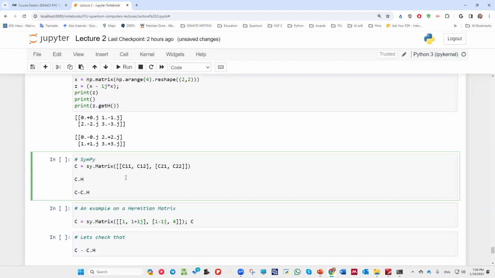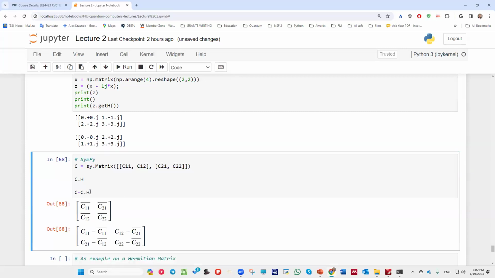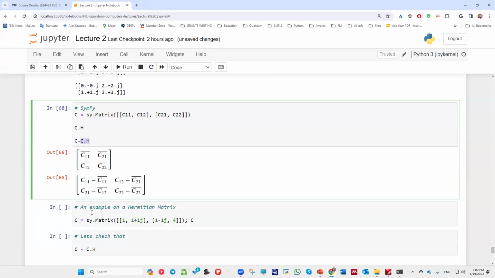The same can be done in SymPy, for example, for this matrix here, with these elements defined. I can do Hermitian conjugation with this simple .H. Basically the way it's done in SymPy, .H. And here I check what's the difference between this matrix C and the Hermitian conjugated matrix C. Here is the difference.